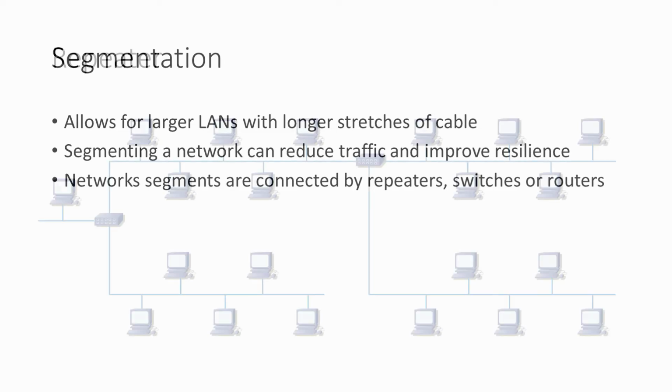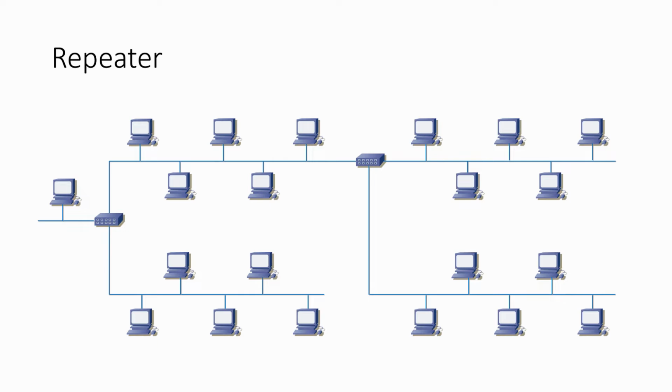Here's a segmented LAN with 5 different segments. Segment 1, Segment 2, 3, 4, and 5. And these segments are connected together by 2 repeaters, repeater A and repeater B. We have a sending computer and a recipient.